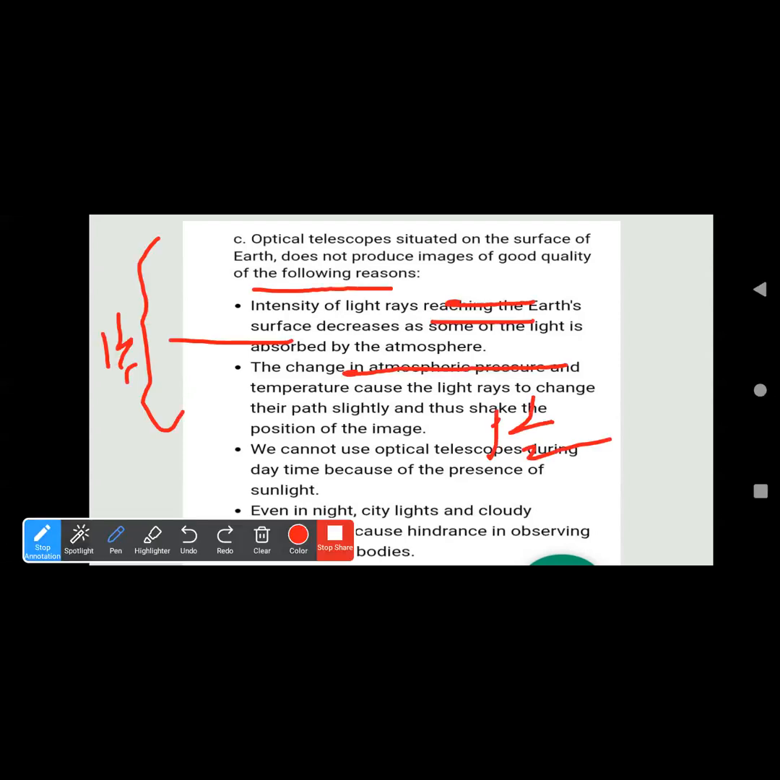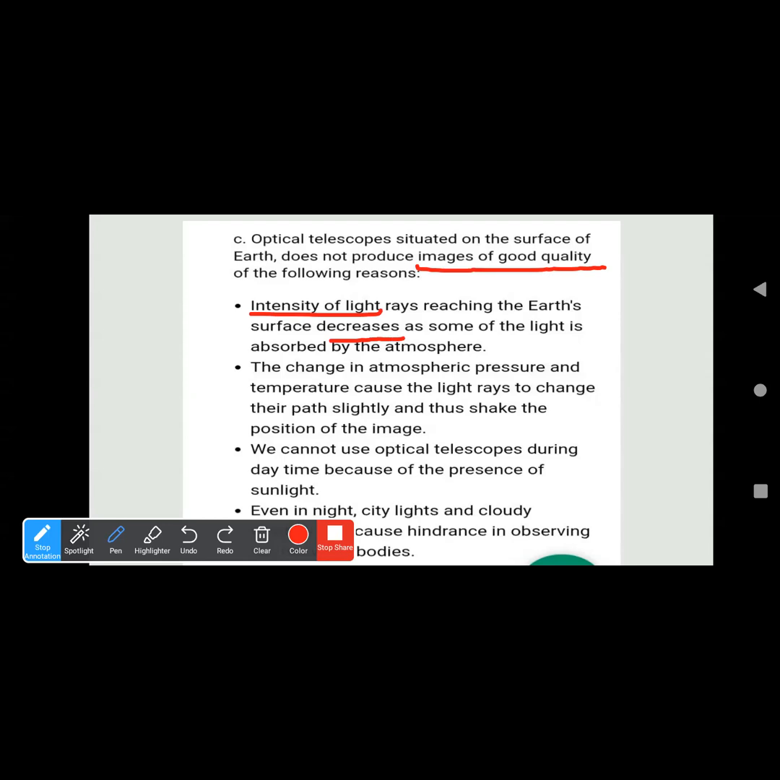So the same answer you have to write and mark the important points. Again, this answer can be asked for 2 marks. We have to write 4 points. It is situated there because otherwise it does not produce good quality of image. Intensity of the light rays decreases. Change in atmospheric pressure and temperature. Then we cannot use optical telescopes during daytime because of the sunlight, and city lights and cloudy weather. So these points you have to highlight with the help of a pencil.